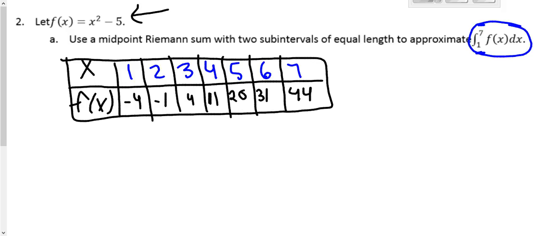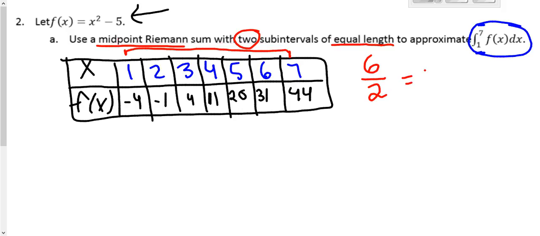So what it has asked us to do in this problem is a midpoint Riemann sum. So remember, this isn't going to be left or right. We're looking for the midpoint. And they said 2 subintervals of equal length. So if we're looking from 1 to 7, that means our entire interval is 6 units long. If they want 2 subintervals, that means we need to divide this up into 2 intervals, which means that our subintervals, our rectangles, are going to be 3 units long.